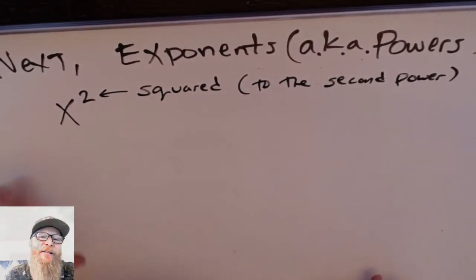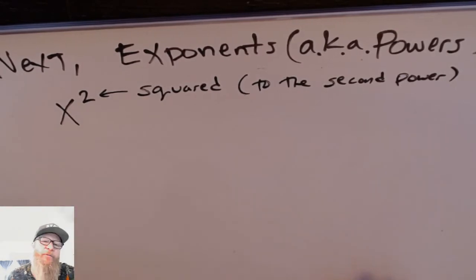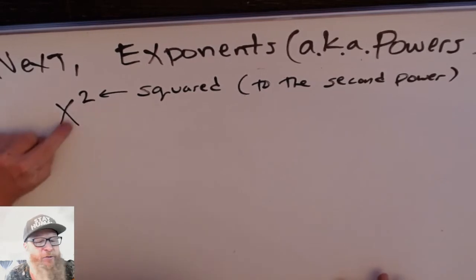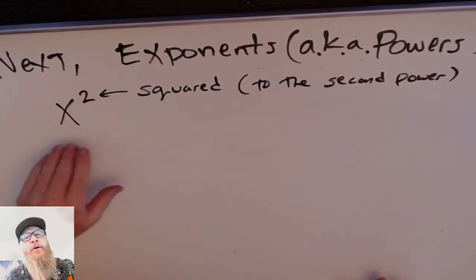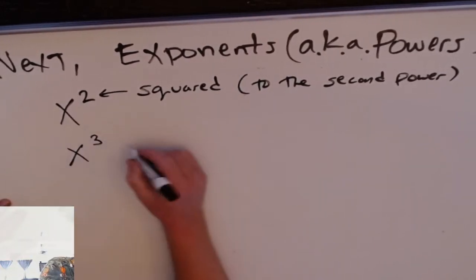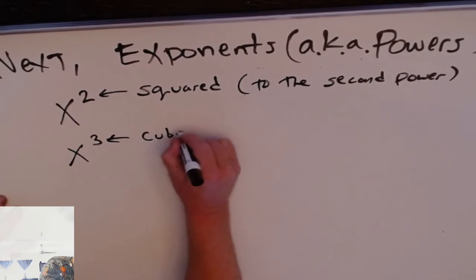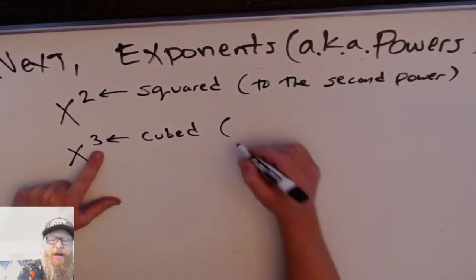Try not to say this, x2. That will cause so many problems, not just in my class, but in every other math class you ever take. So you do not want to call this x2. Right? It's x squared or it's x to the second power. Cubed, x to the third power.